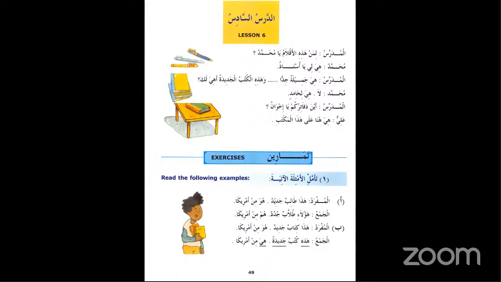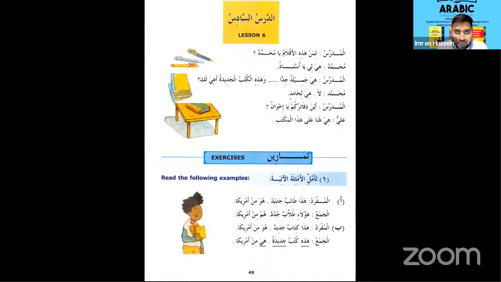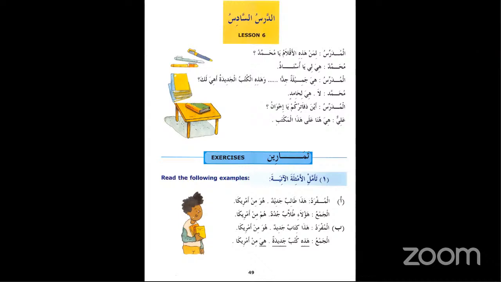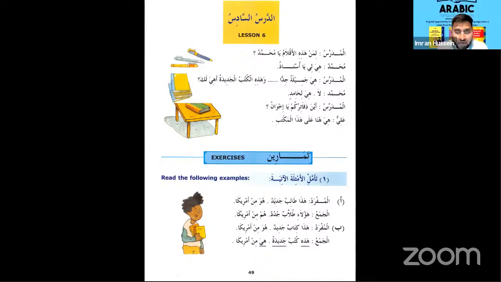Al-mudarrisu aina dafatirukum ya ikhwanu. Where are your books, oh brothers? Where are your books, oh brothers? Correct. Hiya huna ala hadha al-maktabi. They are on the table. They are here on this table.